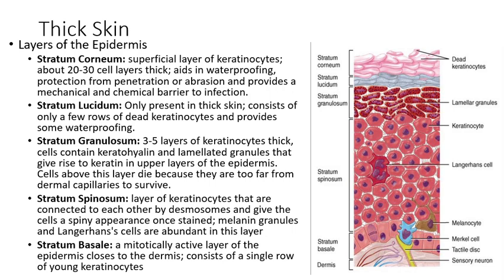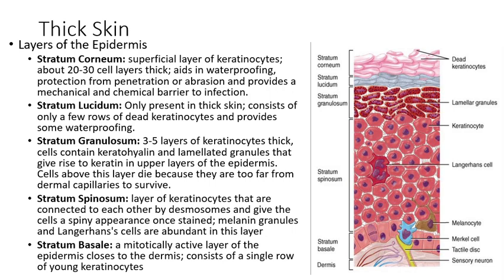Under stratum lucidum is the first living cell layer, stratum granulosum, and any cell above this layer, again, dies. And then you have stratum spinosum, and then finally at the bottom, stratum basale. Stratum basale is the only layer that is still mitotically active. So these cells in stratum basale close to the dermis are actually able to perform mitosis and produce new epithelial cells. These young keratinocytes, which is the most common cell type in the epidermis, then move upward into stratum spinosum.